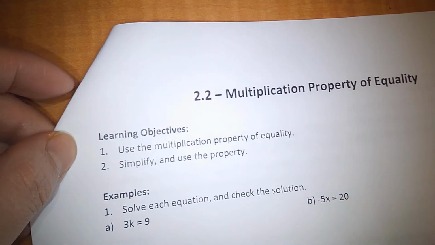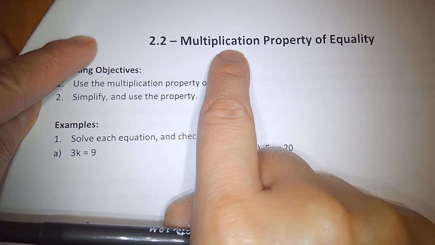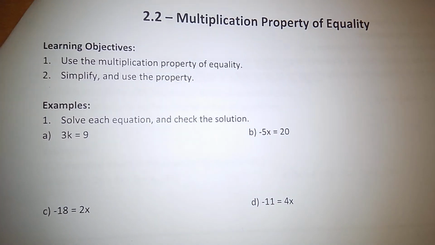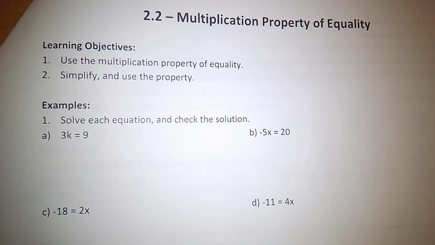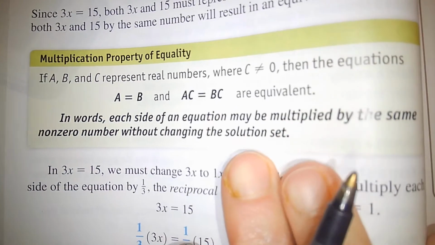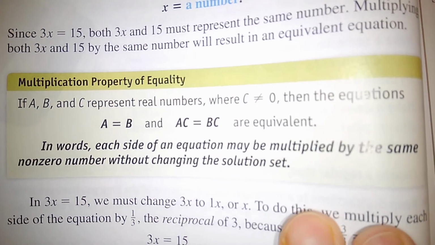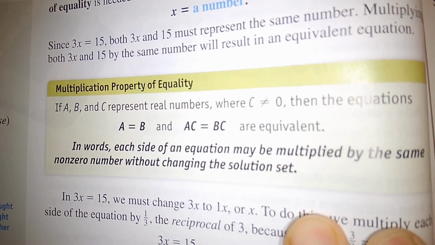Alright, so section 2.2, multiplication property of equality, okay? So, let's turn to page, if you have the book, okay, we're going to look at page 126. If you don't have the book, that's also no problem, okay? So we're going to look at the multiplication property of equality. So who's going to read? Kamau?